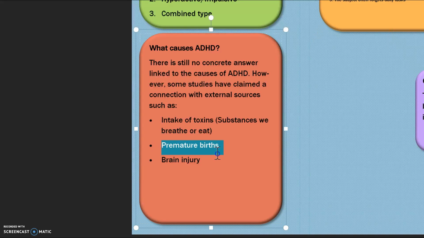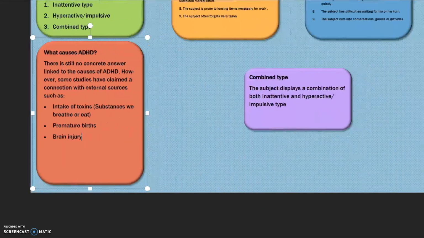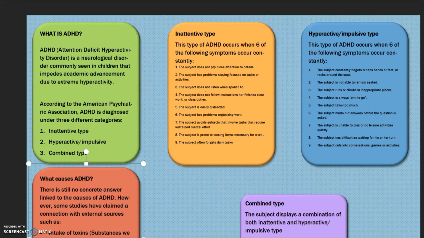Premature births are also one of the linked causes that have been studied. And then children, this is when they're already born and they get a brain injury. ADHD has been linked to brain injuries. Okay? Anyway, so let's take a look at the problem with the prevalence of ADHD.